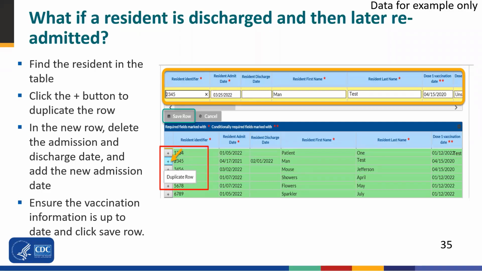In the new row, delete the admission and discharge date and add the new admission date. In our example, resident 2345 was admitted on March 25th. This information is updated in the section outlined by a yellow box on the screenshot shown here. Ensure the vaccination information is up to date and click Save Row.